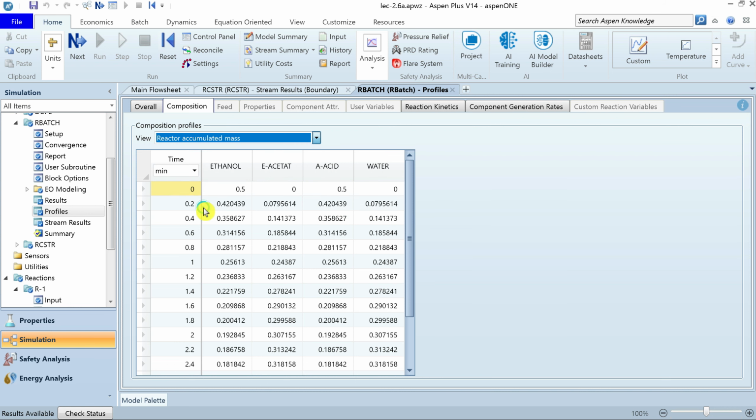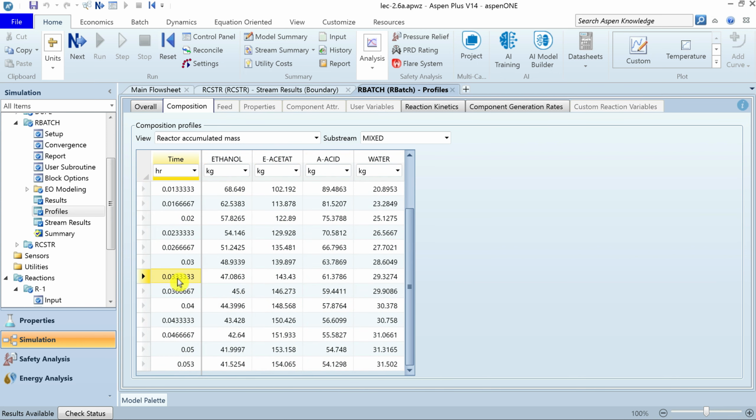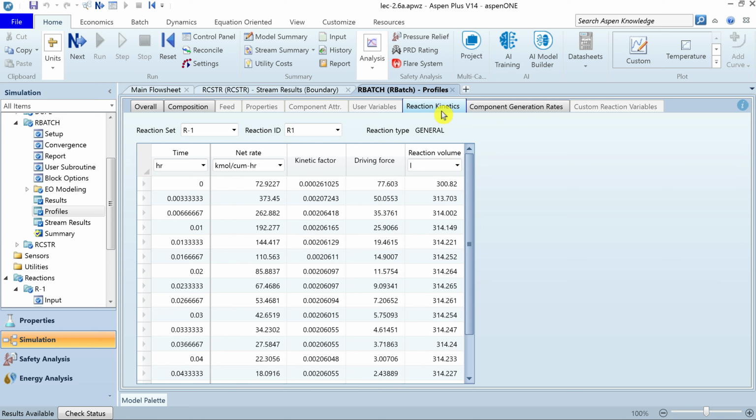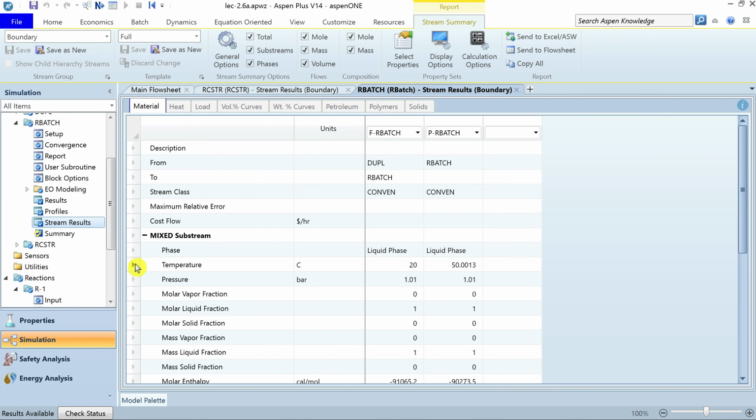For the reactor accumulated mass, you can notice the mass of individual component that is available inside the reactor at any time during the processing time. On the reaction kinetics tab, you can notice the net reaction rate, magnitude of kinetic factors and the driving force at different times, and the reactor volume. You can notice that the reactor volume required for processing of the reaction mixture is almost the same as that of the CSTR. On the component generation rates tab, the rate of generations of all the components is given. On the stream results, you can notice temperature, pressure and phase of each stream.